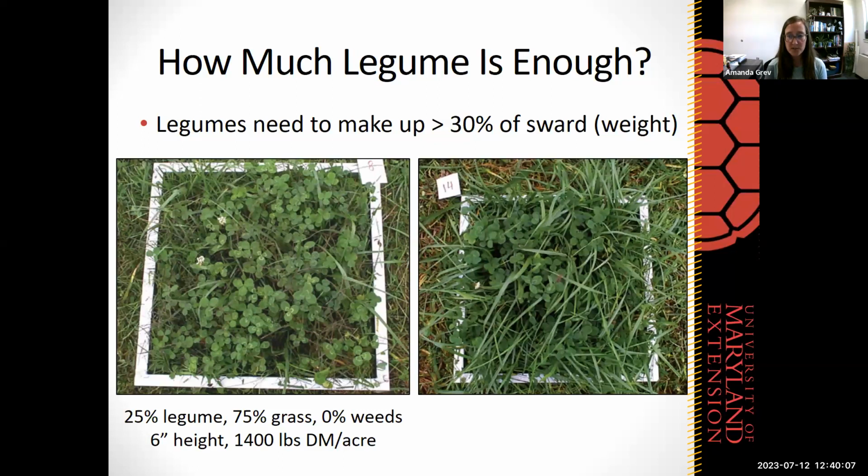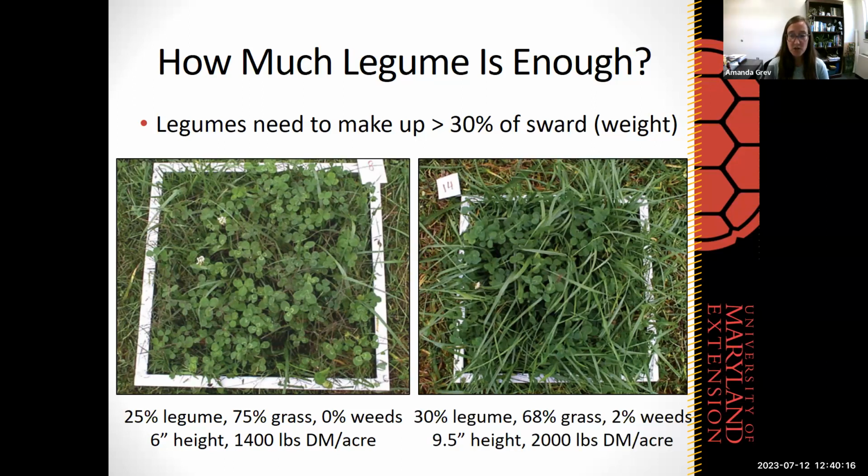And then here's another one. This one, of course, is a little bit taller, a little bit more later after a harvest or after a grazing. And this one has 30% legumes, 68% grass, and then 2% other things. So again, a little bit deceiving just visually looking at it, although I think in this one, the visual representation more closely matches what actually is there. The main difference between these two pictures is the total amount of forage, or the total height of that stand.